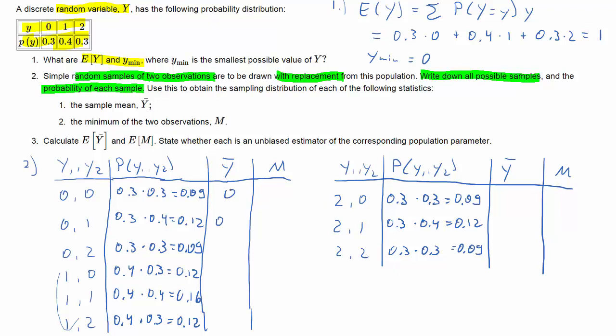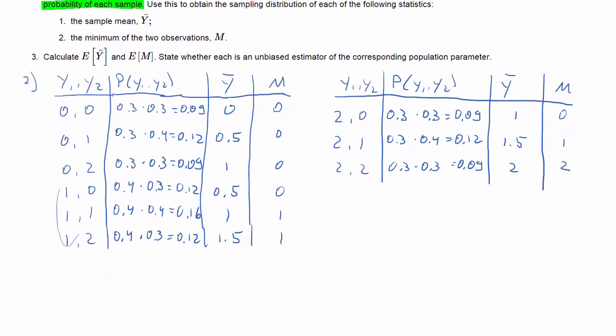So what about the means in these samples? 0, 0.5, 1, 0.5, 1, 1.5, 1, 1.5, and 2 are the sample means in the respective samples. Here are the minimums. That should be all pretty straightforward. All right.